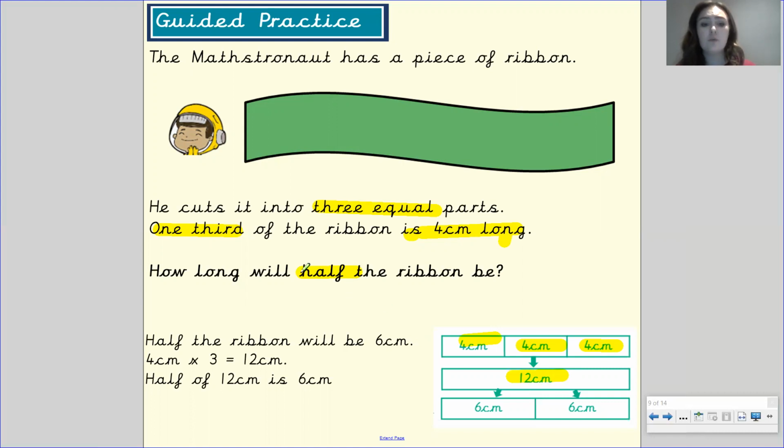Now, because we want to find what half the ribbon is, what you would need to do next is share 12 into 2 equal groups. You need to halve it. So half of 12 centimeters is 6 centimeters, which means the length of half of the ribbon is going to be 6 centimeters. Well done if you got that correct.